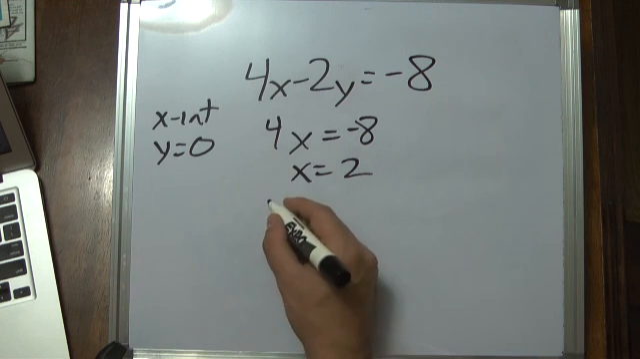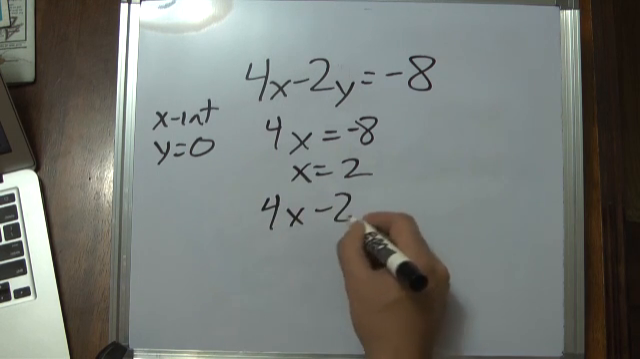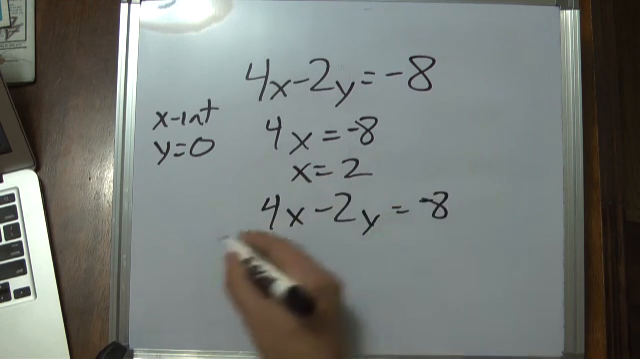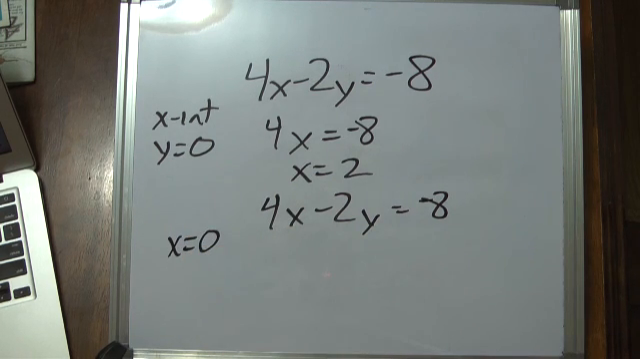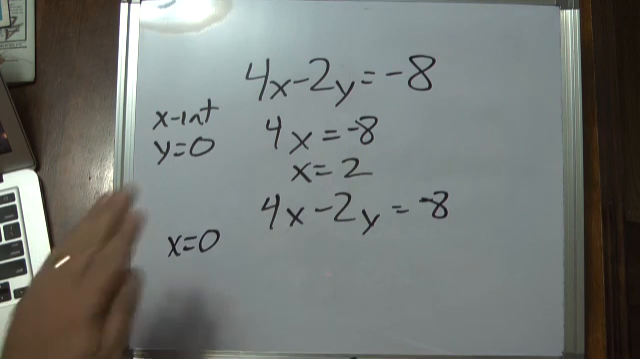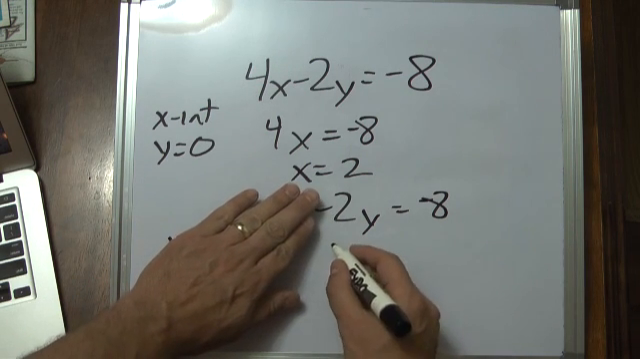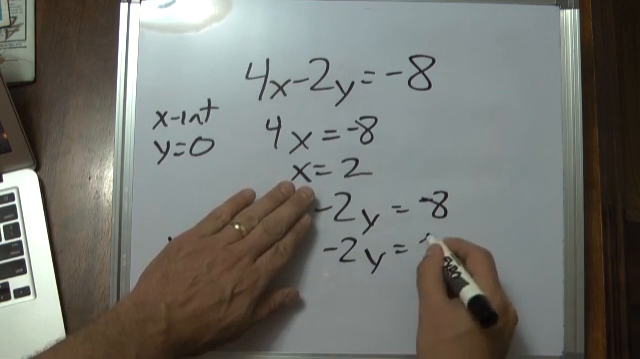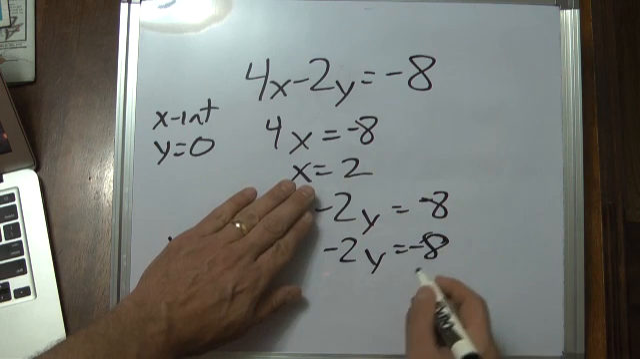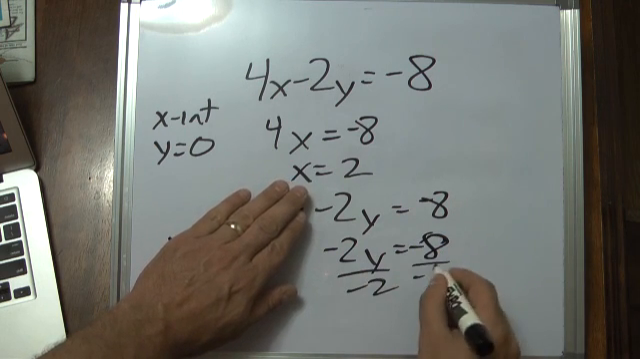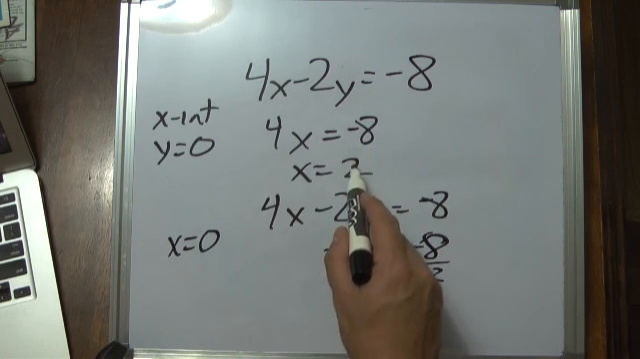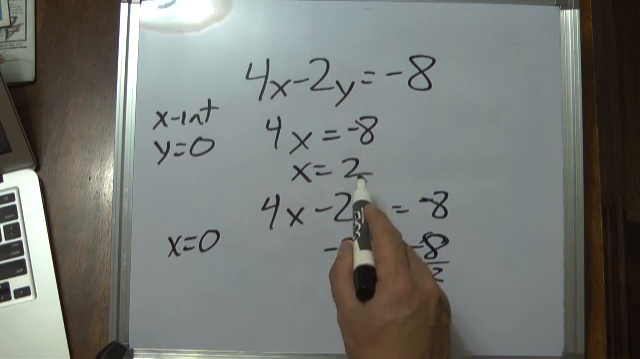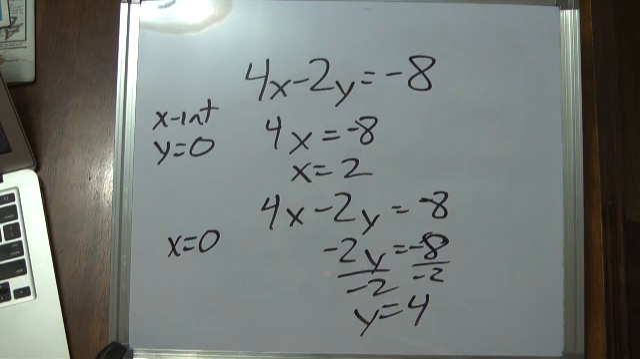And then do the same thing again, except now set x equal to 0, and that's how you get the y-intercept. When you set x equal to 0, you're left with just negative 2y equals negative 8. Divide by negative 2. Y equals 4. So you're looking for the equation which has an x-intercept of negative 2 and a y-intercept of 4. And which one of those is that?